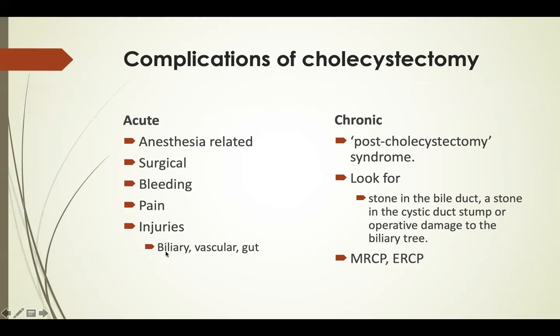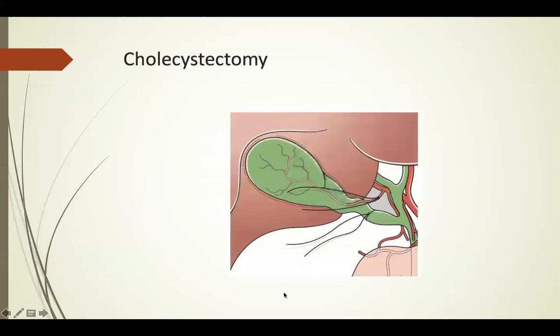Biliary injuries I have discussed with you, and vascular injuries, and similarly gut injuries. You see here, when you open, which part of the gut is this? This is the duodenum. This CBD is going into the duodenum. So here the duodenum can be damaged. Now here is the hepatic flexure of the colon that can be damaged if you do not retract it properly and cover it with gauze. So gut injuries can occur.